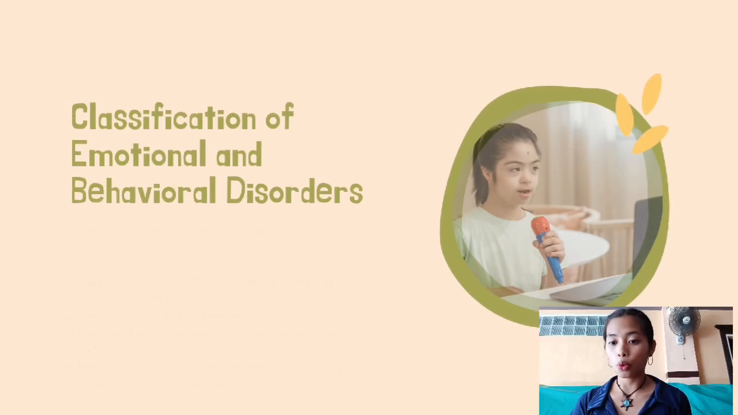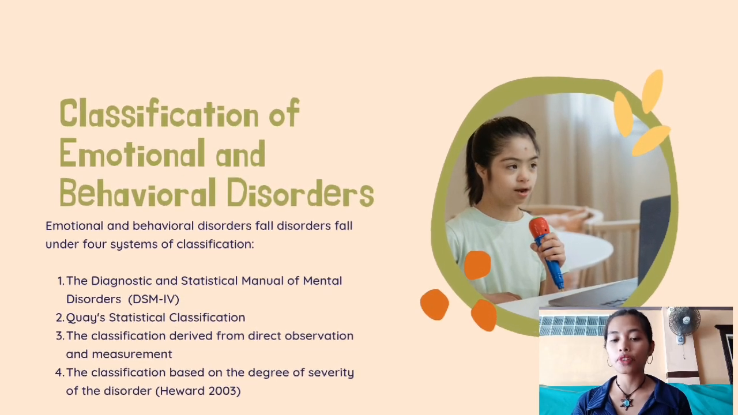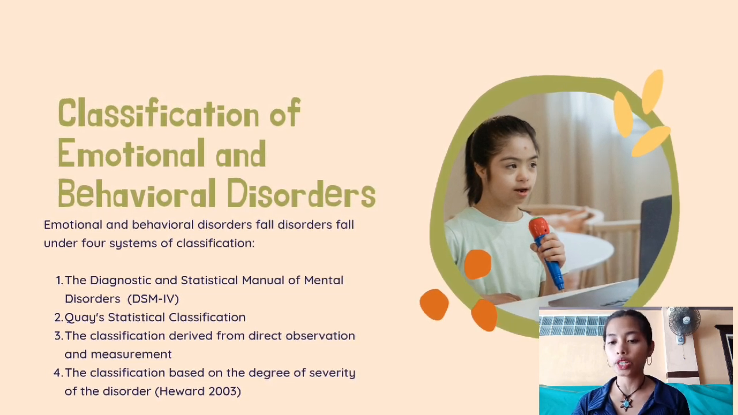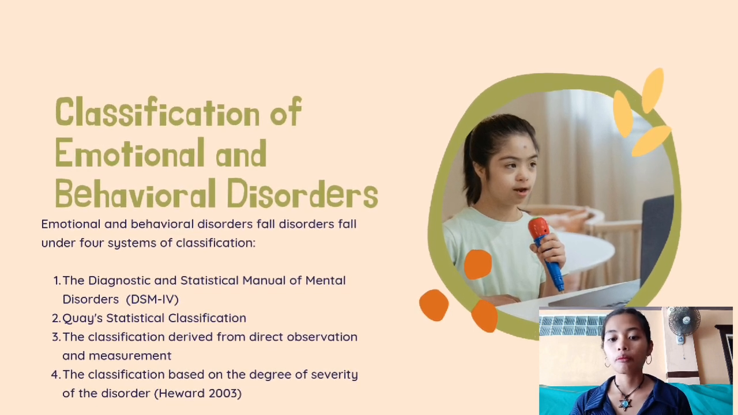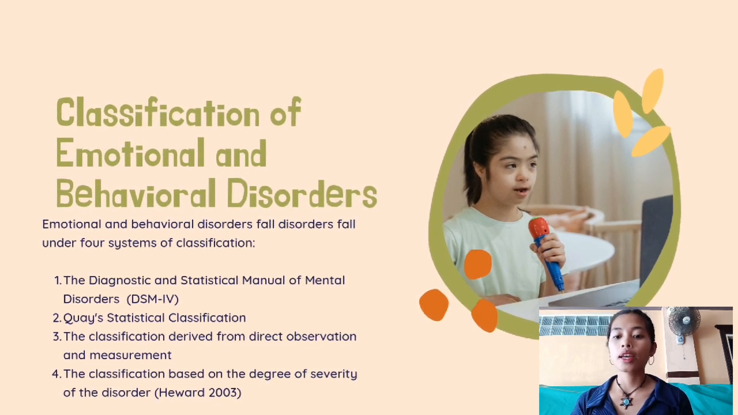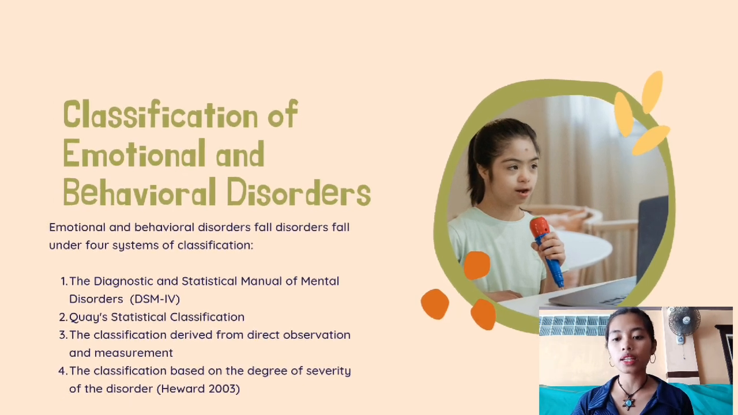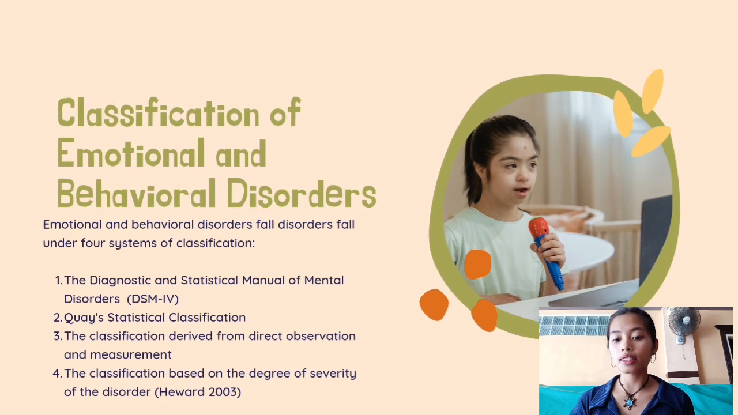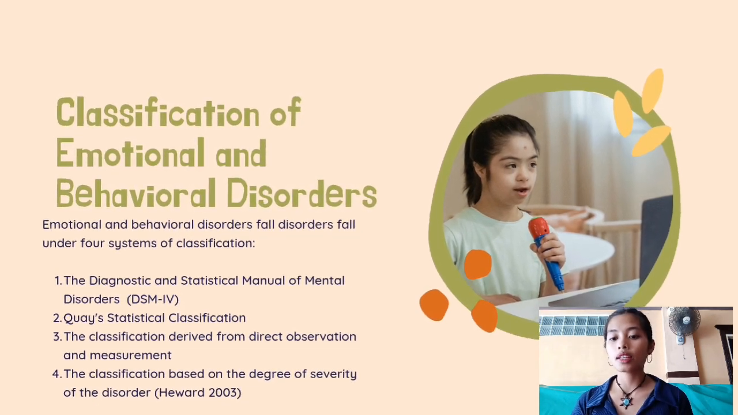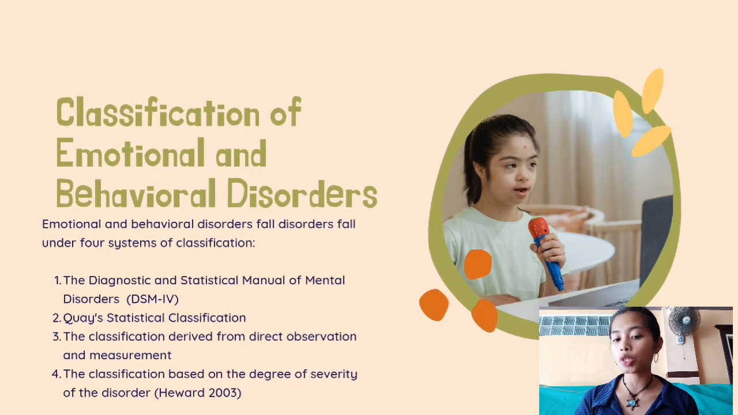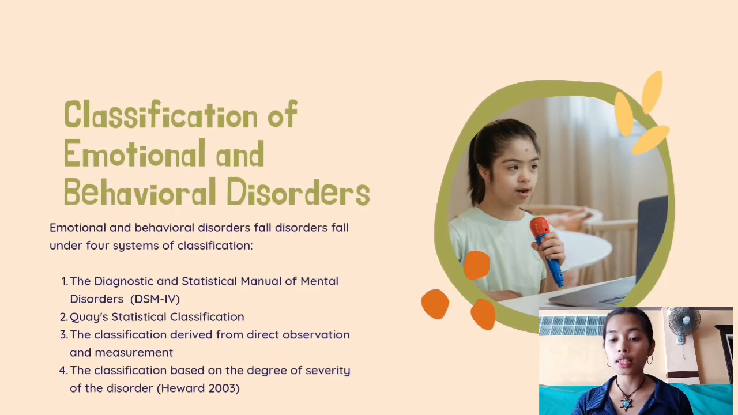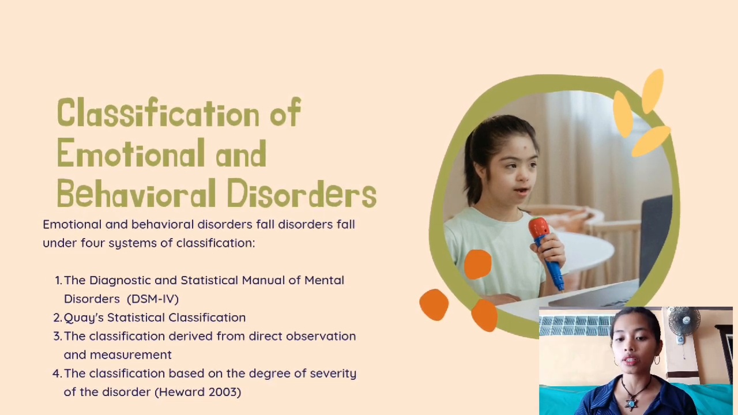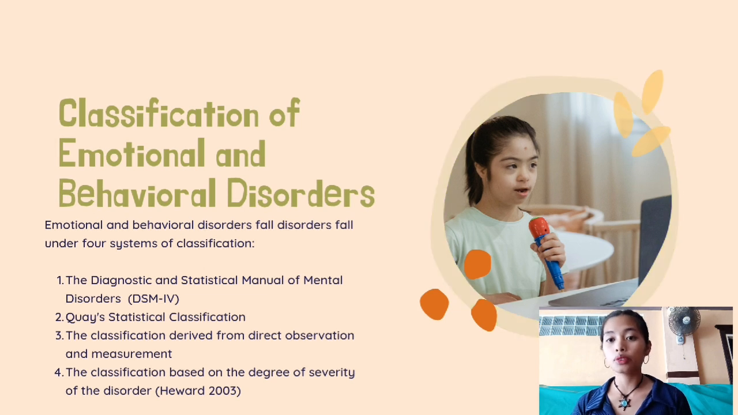Emotional and behavioral disorders fall under 4 systems of classification. First is the Diagnostic and Statistical Manual of Mental Disorders, or DSM-4. It is the classification published by the American Psychiatric Association in 1994. The second is Quay's statistical classification. Third is the classification derived from direct observation and measurement. And fourth and the last one is the classification based on the degree of severity of the disorder, which is according to Howard 2003.